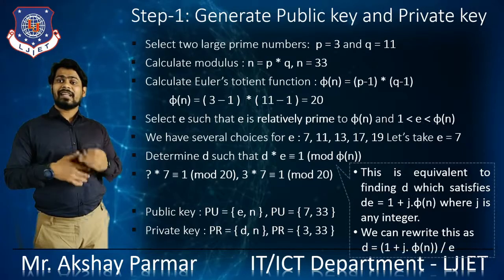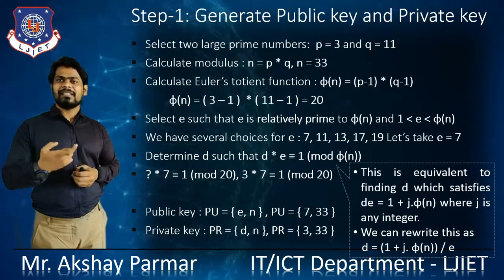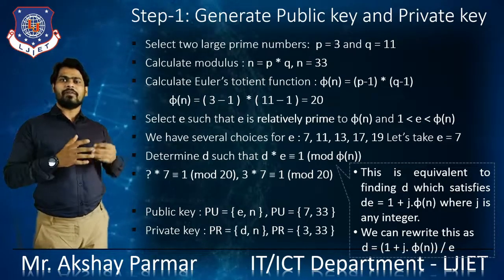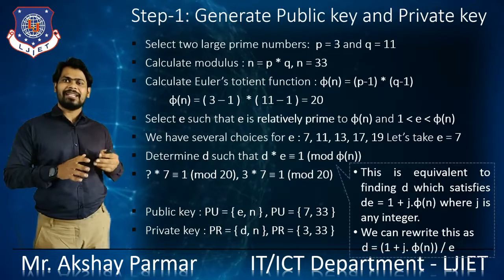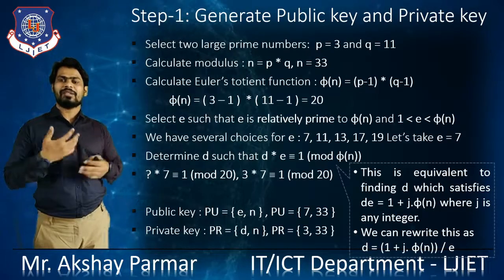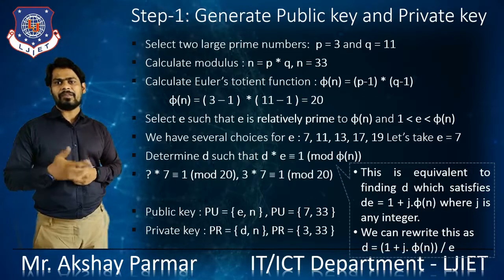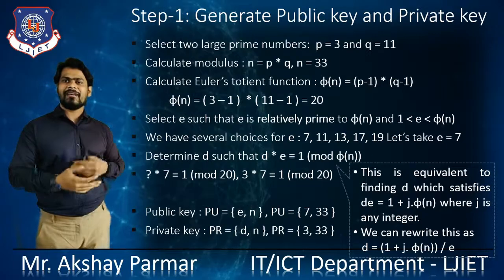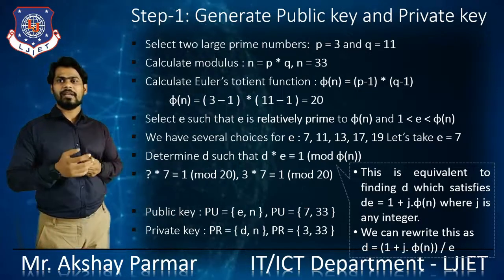After that, let's determine the d. How do we determine the d? We need to select a d such that d into e is equal to 1 mod phi n. So simply, d into e mod phi n is equal to 1. So what is the value that we need to select for that d, right? If we select 3 as d, then we get 21, right? So 21 mod 20 is 1. So it is fulfilling our condition, right? So we can select 3 as d there, right?